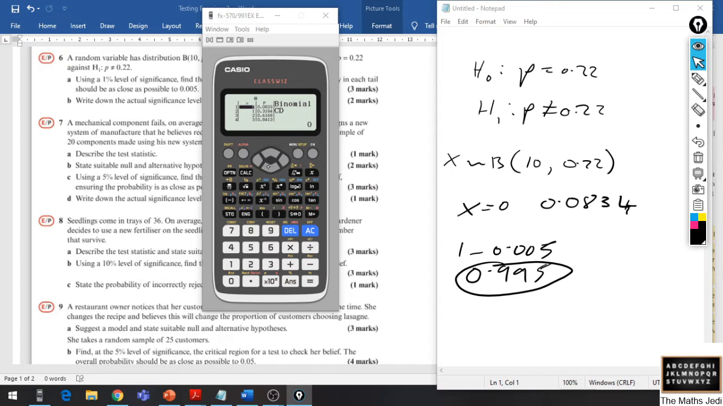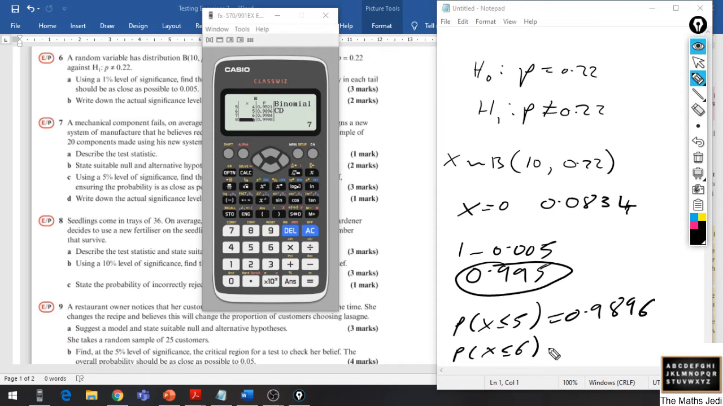So none of these count, so we're going to go down the list a little bit. And you can see we've got a cluster of values here that sort of fit into that. So we're going to look at that really carefully, and take into account what each one is. So we'll start with the one that's less than or equal to 5. So the probability of x being less than or equal to 5 is 0.9896. And the probability of it being less than or equal to 6 is 0.9984. Okay, so those are the two possibilities I want to look at.